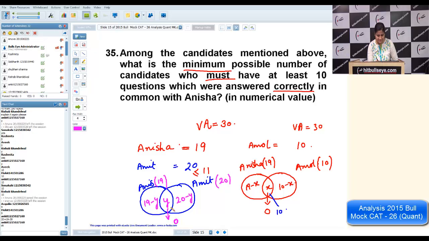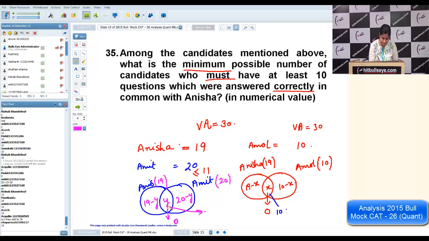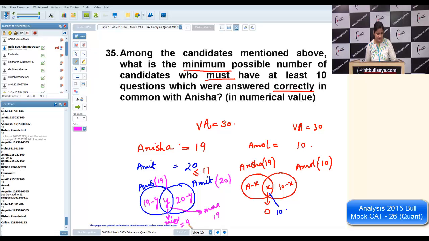What can be the maximum value of y? Maximum should be 19. And what can be the minimum value? It can be 9. Yes, of course. Rishabh, it should be 9 in this case.